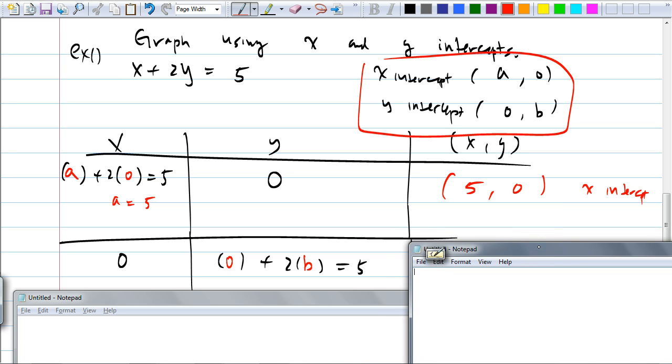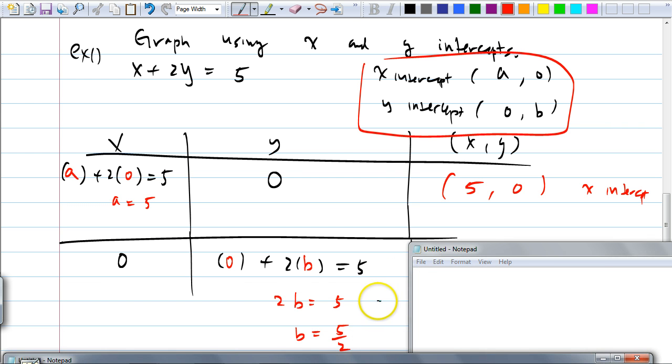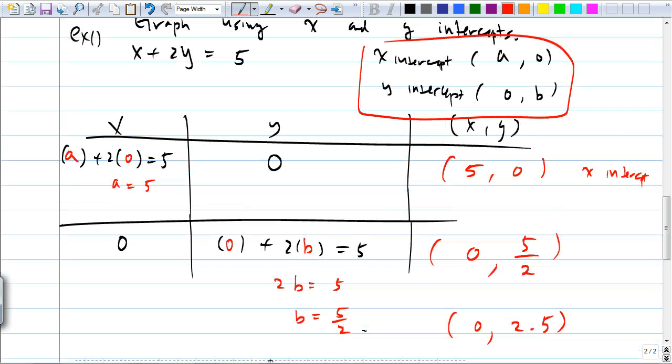Do you see what I did here? I'm looking for my y, am I not? And that y happens to be the y-intercept, right? So when I plug it in, what do I get? 2b equals 5, so you get b equals 5 over 2. So what is your ordered pair? 0, 5 over 2. What's 5 over 2 really? 2.5. Do we know how to plot a 2.5 on a graph?